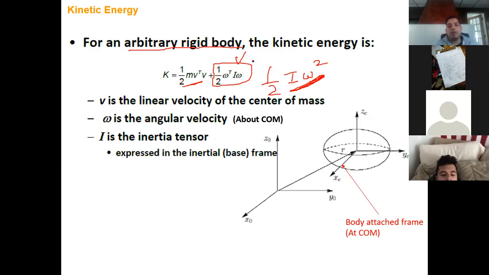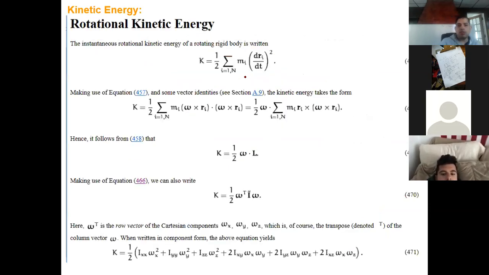I'm not going to derive this, but if you want, you have the full derivation here. Once you have time at home, you can go through it. So this is how you get this one. Instead of getting a nice 1/2 I omega squared, we get 1/2 omega transpose I omega.